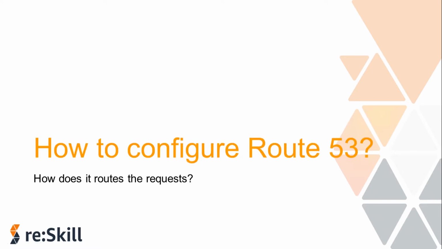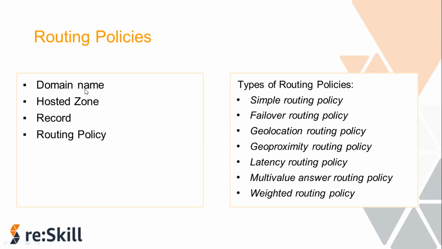Now let's see how to configure Amazon Route 53 and how it exactly routes the request. What are all the options that are available, and what are the configurations that we have to make on Route 53 in order to properly do the DNS? The very first thing that you need to have is a domain name, like www.example.com, google.com, any domain name specifically you want.